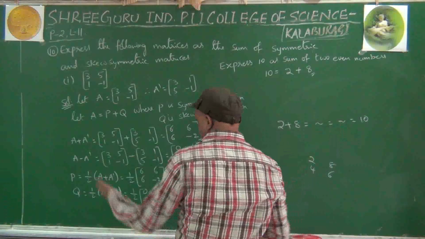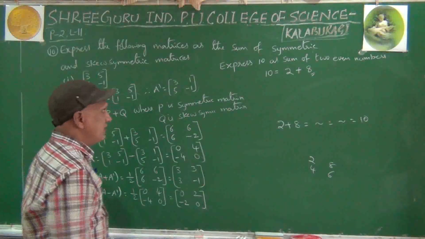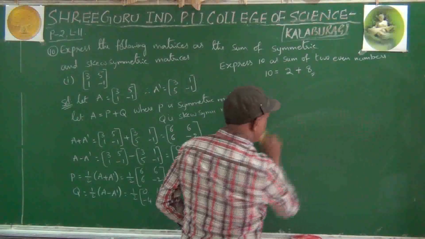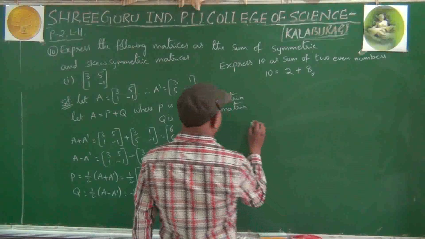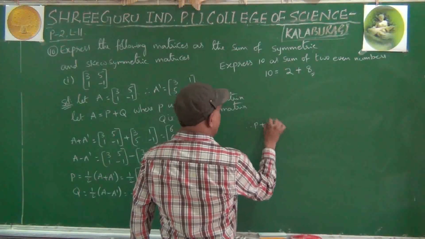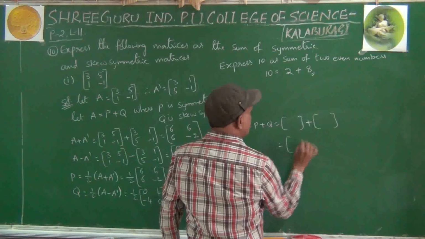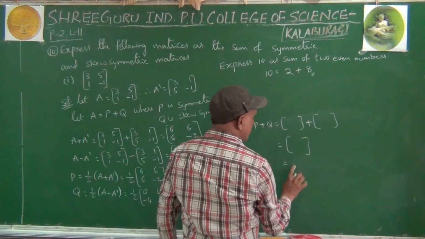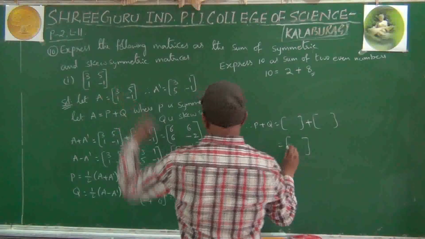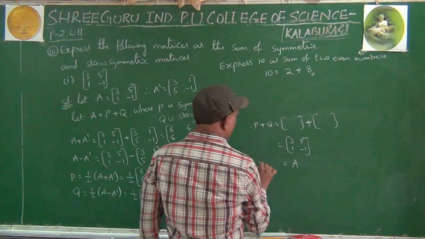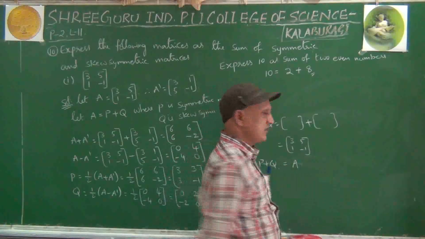What are people going to do in the examination? They calculate like this: therefore, P plus Q equals P matrix plus Q matrix equals, after adding those, some matrix will come. That matrix, this only will come: 3, 5, 1, minus 1. Therefore, P plus Q equals A.